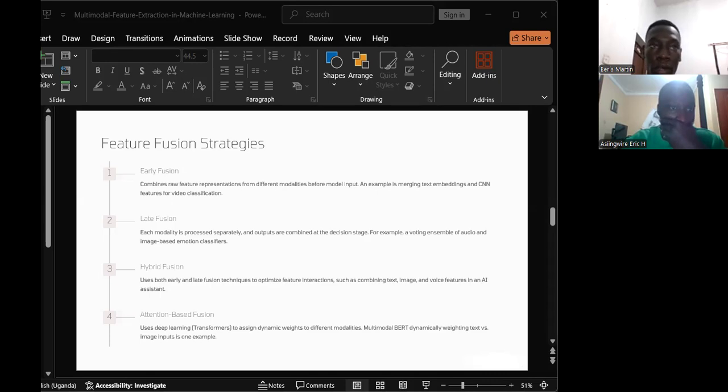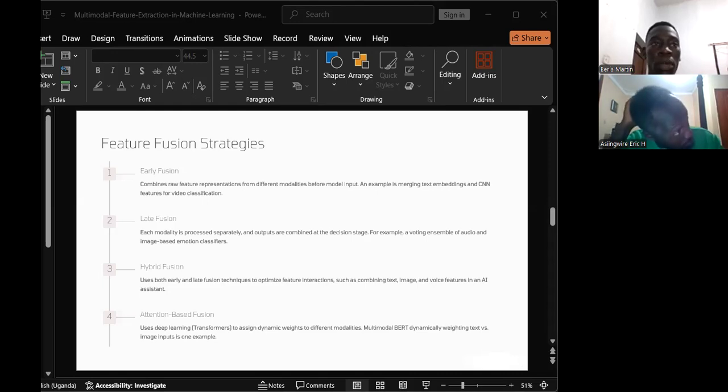Then the attention-based fusion. So this one lets the model focus on different things and learn to assign weights to them. So I can give an example. Let me say a person watching a movie. At one time they can focus on the video itself. Then another time they focus maybe on the subtitles. Maybe another time they are looking away, but they are just focusing on the audio that they are receiving.